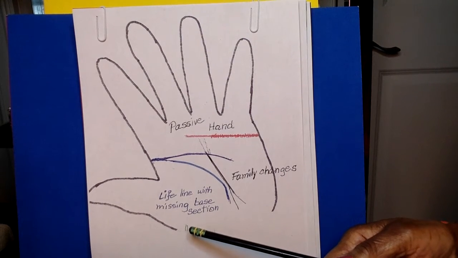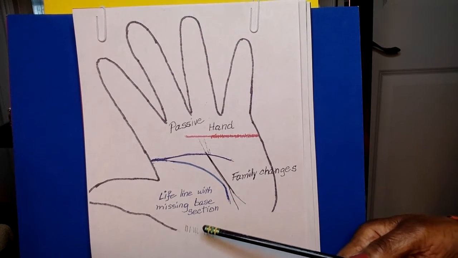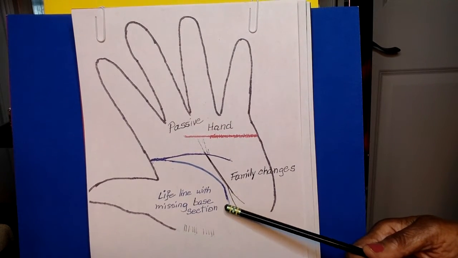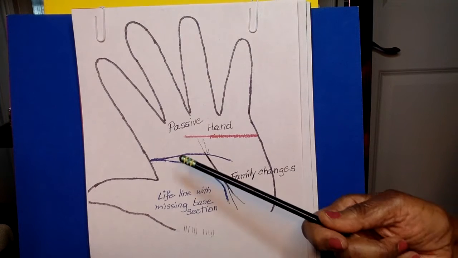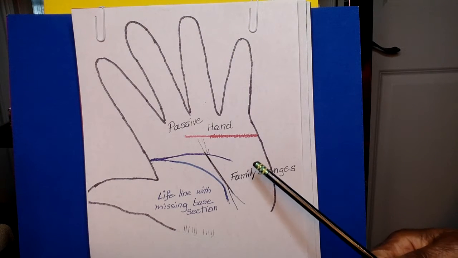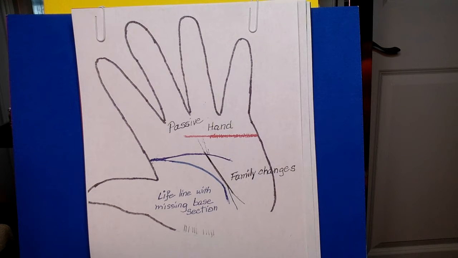Now there's skin here, of course, and you see lines coming up. That's always a good sign. All right, but here is the lifeline. Stops here. It's strong, but it stops here. And the reason given, family changes. Changes in the family. Something has occurred that had perhaps a profound effect on the person with this hand.